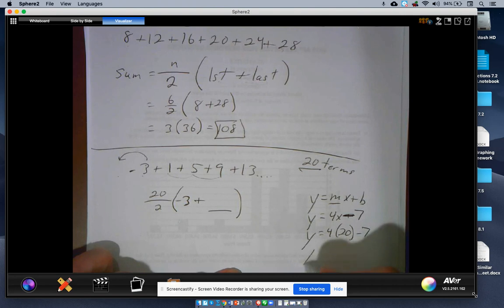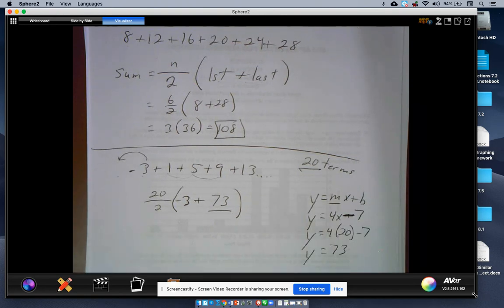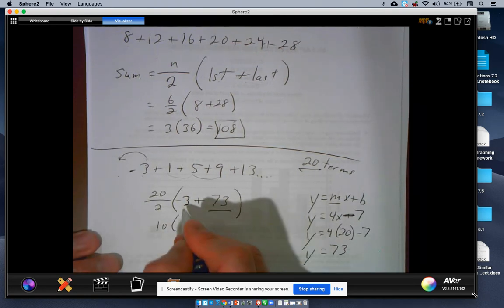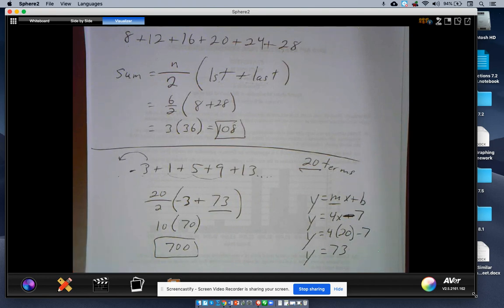I'm going to plug it in. So my last term is 80 minus 7, which is 73. Okay, so all I have to do now is go 10 times -3 plus 73 is 70. So 700. So if I add up all those 20 terms, I get a total of 700. This formula works very nice.